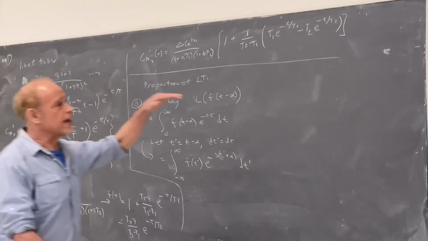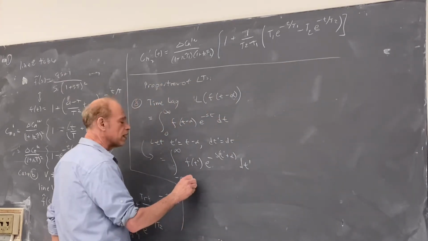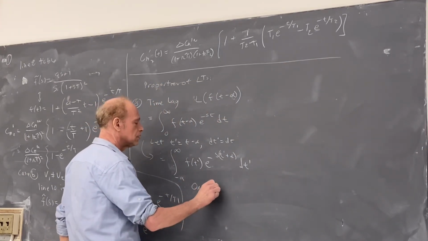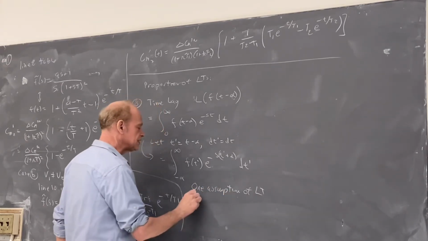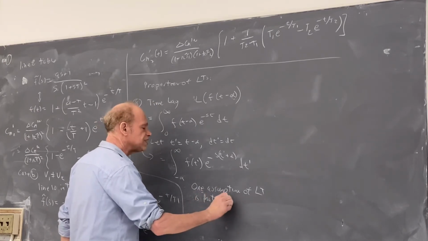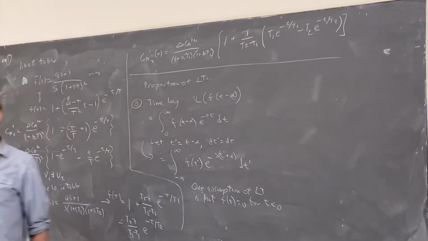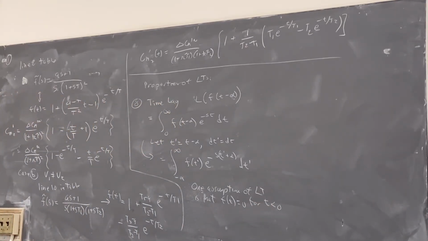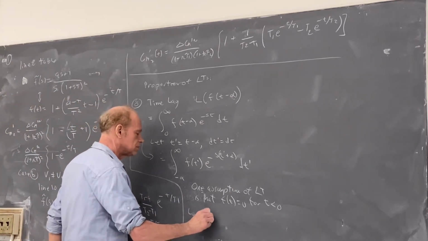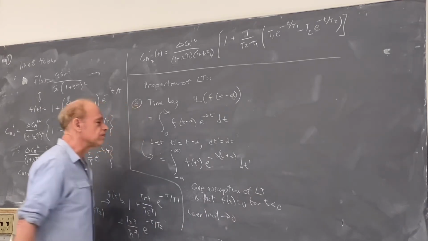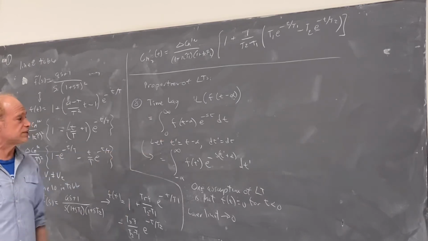But what I had written on the previous board was that one assumption of Laplace transforms is that f of t is 0 for t less than 0. I'm always assuming f of t is 0 for t less than 0, in which case the lower limit I can set to 0, because f is, for negative arguments, just equal to 0.